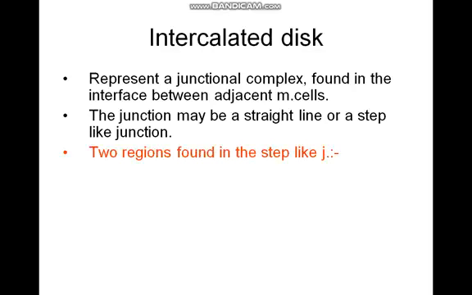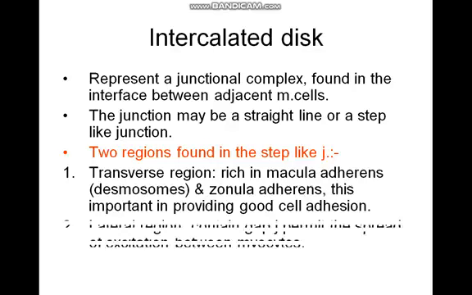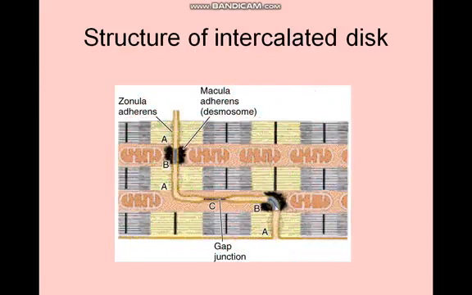The step-like junction contains two regions: the transverse region, which is rich in macula adherens, which is desmosome, and zonula adherens, which is important for providing good cell adhesion, while the lateral region contains gap junctions that are important for spreading of excitation between adjacent cells. In this figure we can see the cardiac myocyte, and here we have the transverse region rich in macula adherens and zonula adherens, while the lateral region, which is parallel to the myofilaments, is rich in gap junctions.